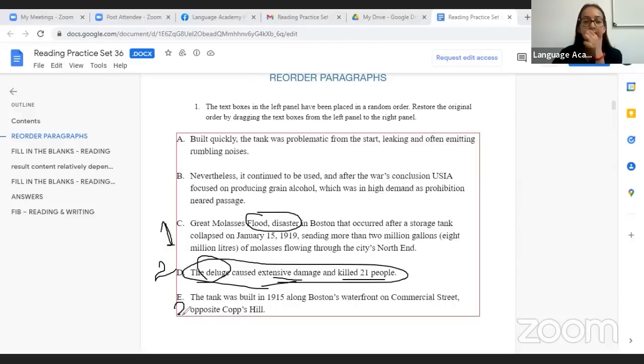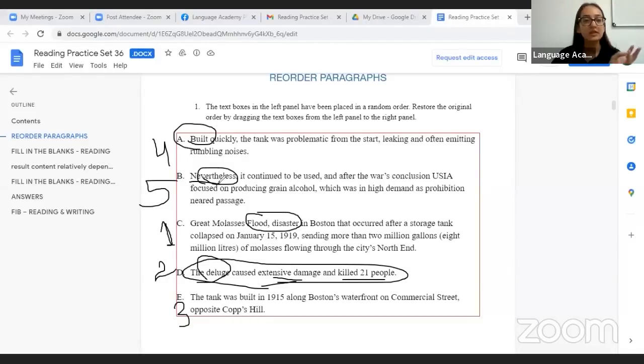First we talked about when the tank was built. The tank was built in 1915 on this place. And then we are further explaining how it was built. Built quickly, the tank was problematic from the start, leaking and often emitting rumbling noises. That's also talking about how it was built. And we say nevertheless, which means anyways, whatever was happening, it continued to be used, because the previous sentences were telling us that there were problems, but still it was used. So nevertheless means going opposite to the previous information.